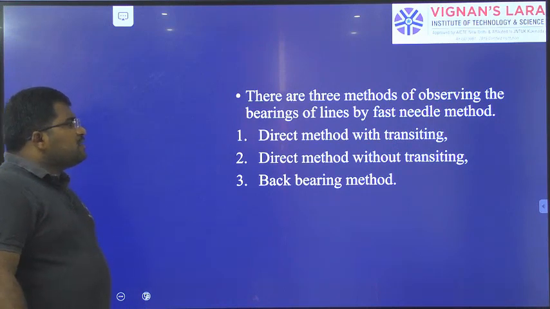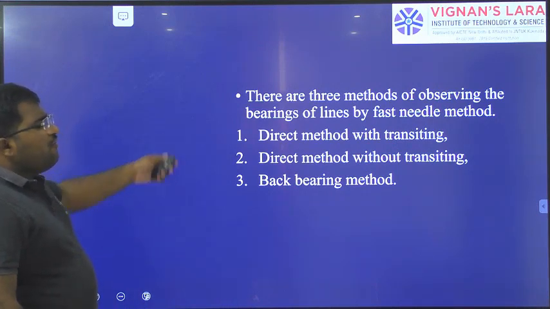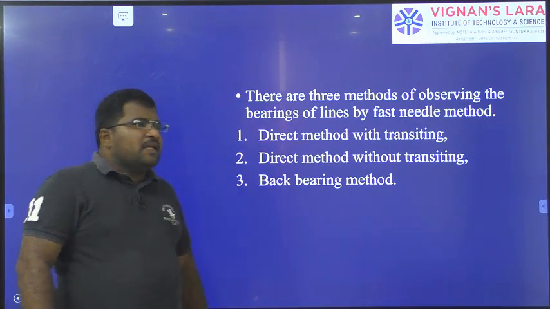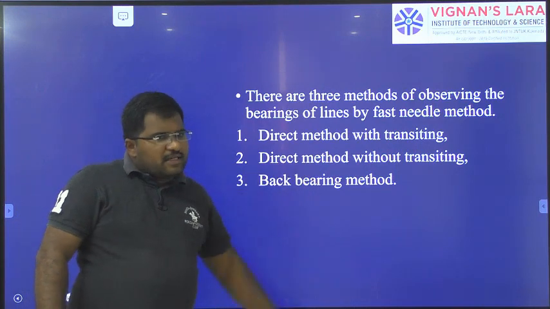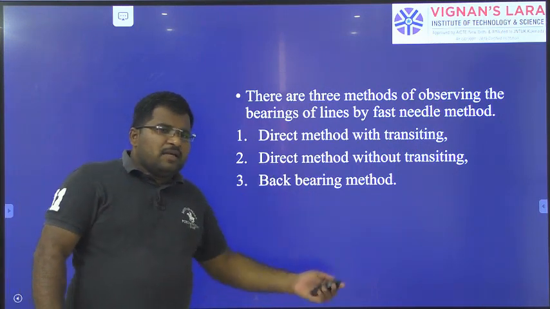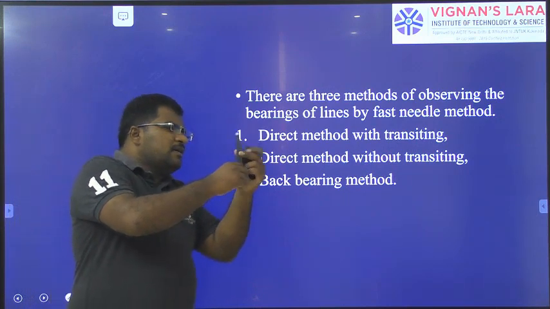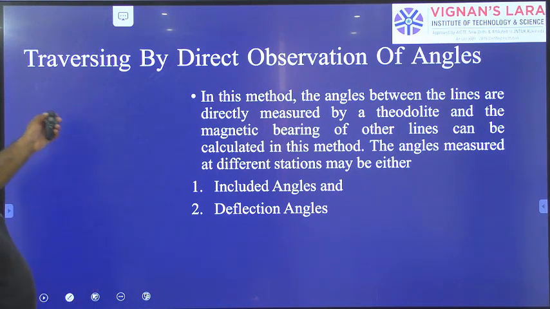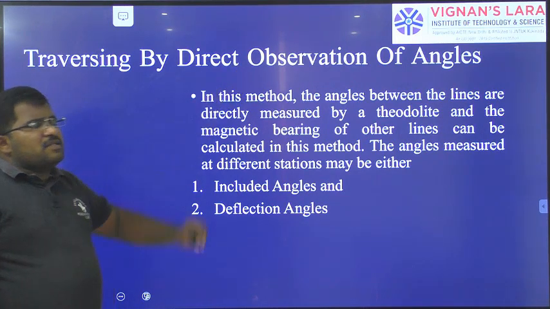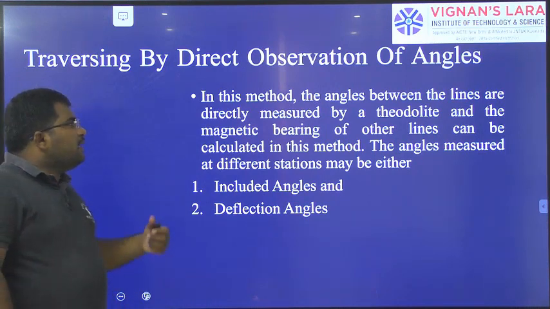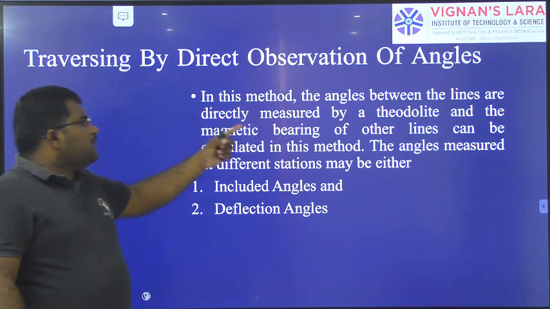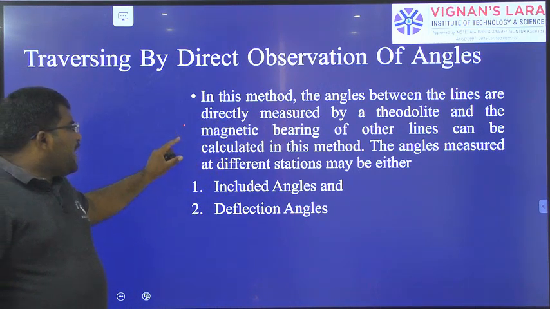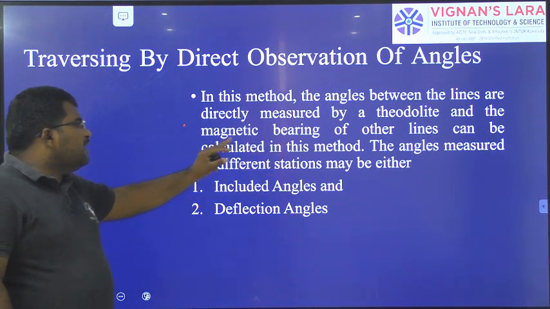There are three methods of observing the bearings of lines by fast needle method: direct method with transiting, direct method without transiting, and back bearing method. Transit means, in the horizontal direction, moving front and back. See the first thing, traversing by direct observation of angles. In this method, angles between lines are directly measured with a theodolite and the magnetic bearings of other lines can be calculated.